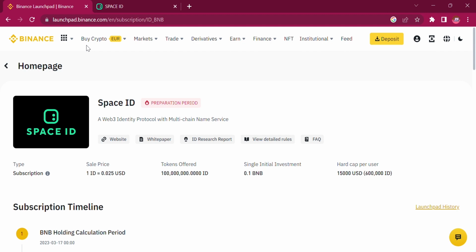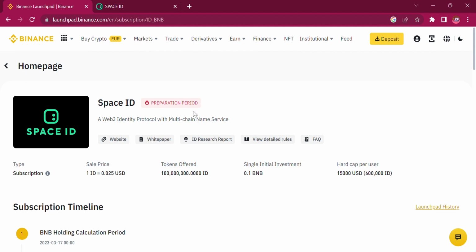So today's launchpad, we are looking at Space ID, and Space ID is basically a Web3 identity protocol with a multi-chain name service. Now, this is really interesting, and I'll be delving into these Web3 identity protocols. I'll be giving some examples in subsequent videos, and even how to take advantage of it, how to get your own Web3 identity. So that will be for later. For this video, let's dive right into Space ID.